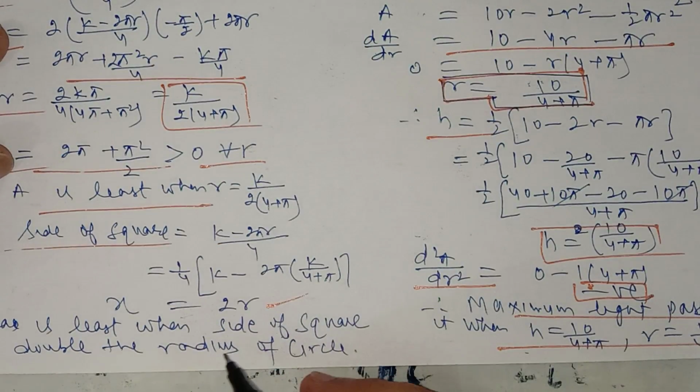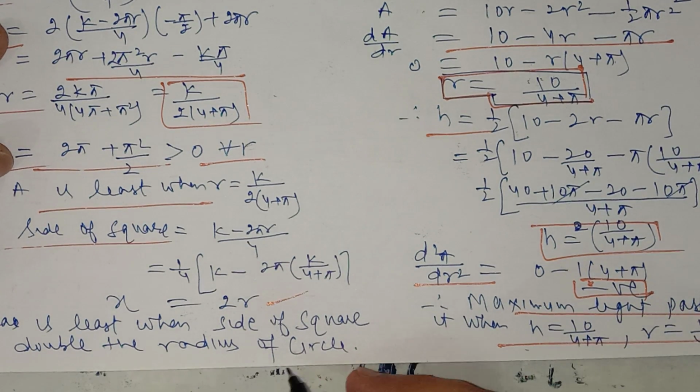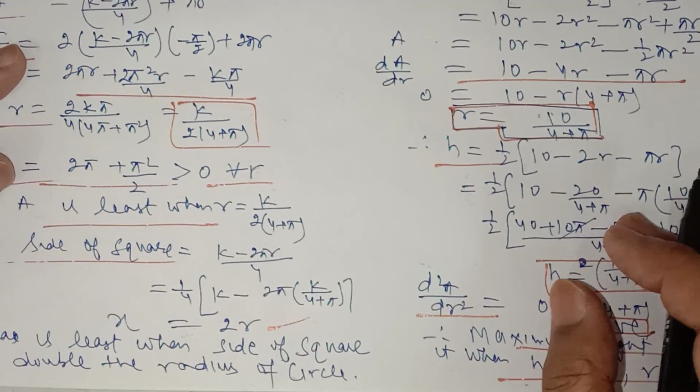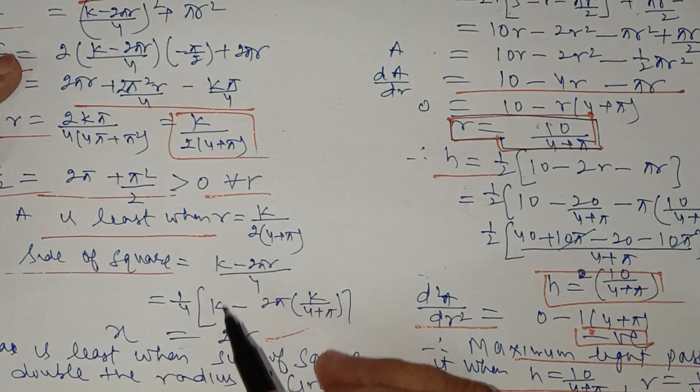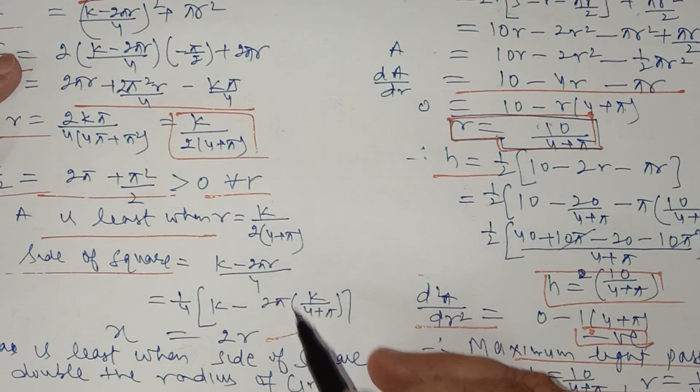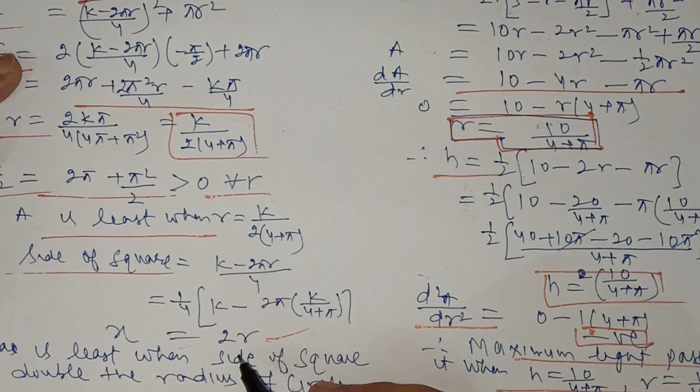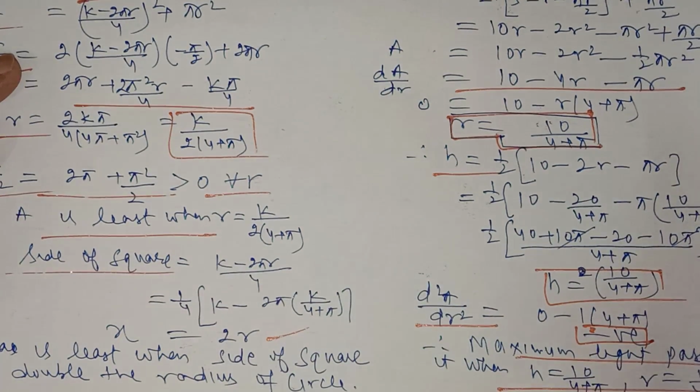So the area is least when the side of the square is equal to double the radius of the circle, which you have to prove in this question. (k minus 2 pi r) upon 4, take 1 upon 4 here, put the value of r, multiply and open the bracket, you will get x is equal to 2r, and most of the terms will be cancelled out.